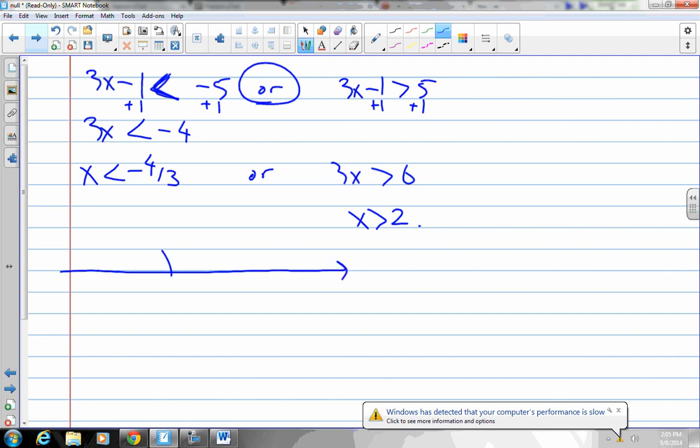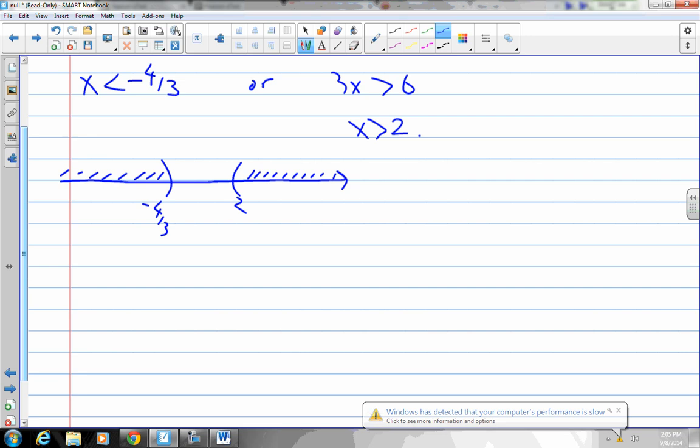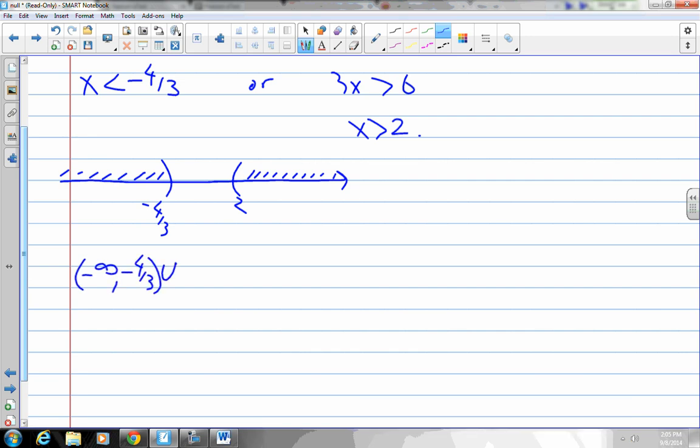So actually graph it first. If this is -4/3, everything to the left of that, or if this is +2, everything to the right of that. So there are two sets that are not connected, but we need both of them, so that's where the union comes in. In interval notation, we can say it's from -infinity to -4/3, union from 2 to infinity. Is that okay?